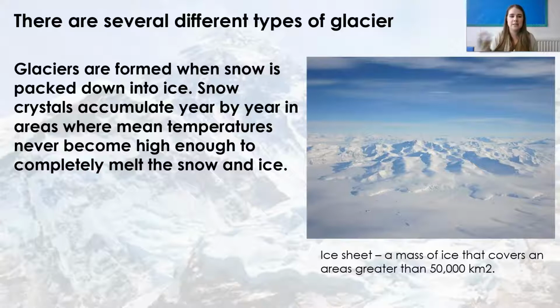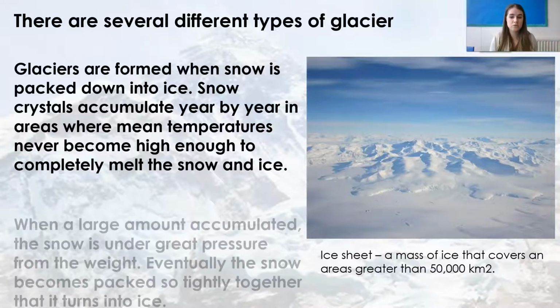Now, over the years, those snow crystals accumulate year by year, and it means that the temperatures never become high enough to actually melt it completely, okay? So as it starts to melt and refreeze and melt and refreeze, those ice crystals get harder and harder, okay? So it never actually manages to melt the snow and the ice. They almost stay semi-frozen to frozen most of the time.